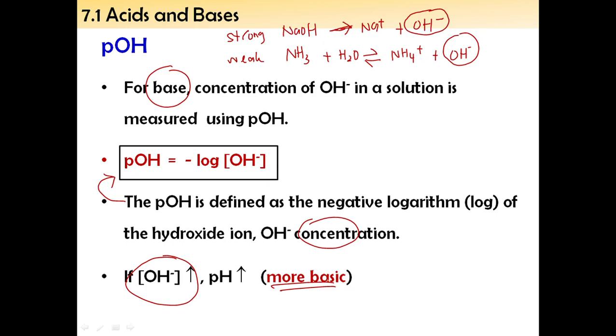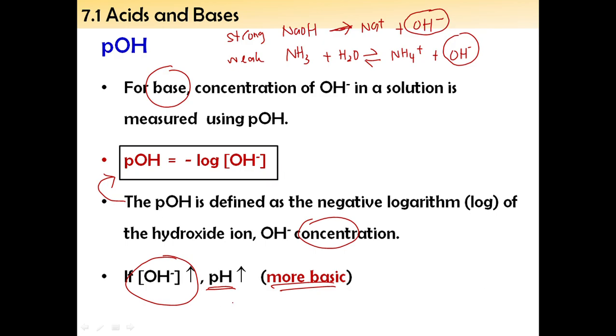Tapi, kenapa dekat sini dia tulis pH? Kenapa bukan pOH? Untuk scale, untuk kita tengok acidity or basicity, kita akan tengok pH value. pH value is the determination for the acidity or basicity of a solution. Jadinya sekarang, kalau awak hanya boleh kira pOH, macam mana nak tentukan pH value?